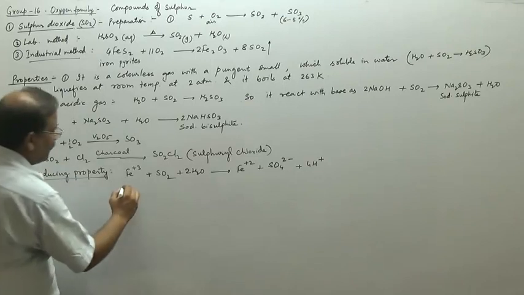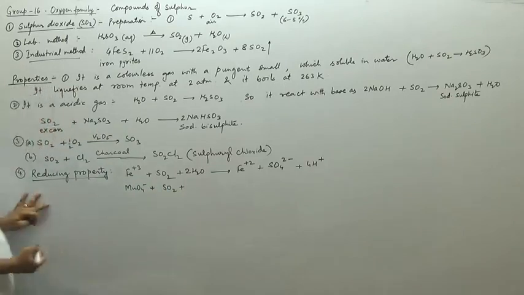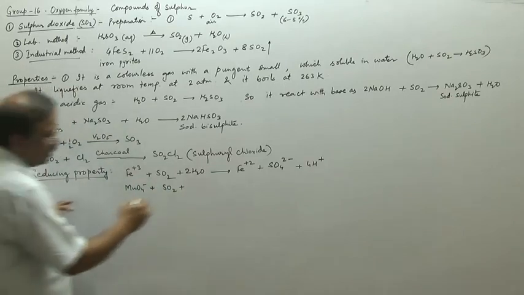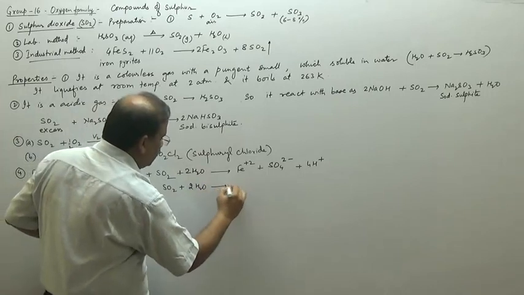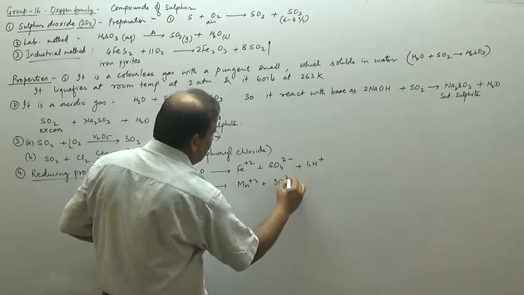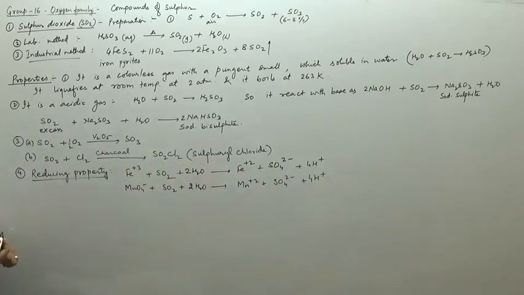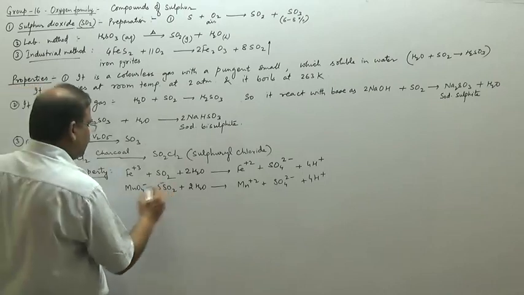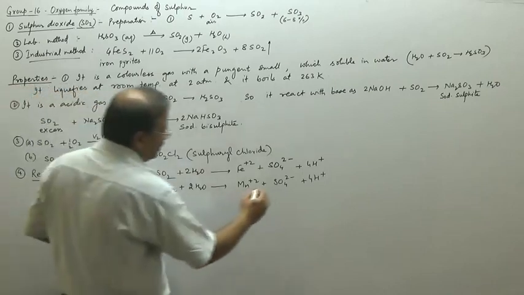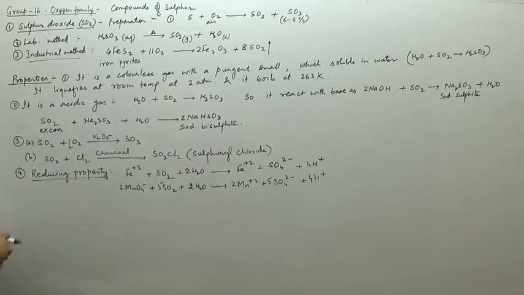Then similarly, if MnO4- is treated with SO2 in the presence of water, that is twice H2O, it will get converted, because it is acidic in nature, into Mn2+ plus SO4 2- plus H+. So you can get the reaction like this, Mn2+, sulfate ion, and we write like this. This is 5, this is twice. That is how we get the reaction. So this was its reducing property.